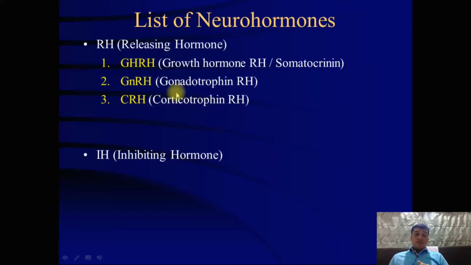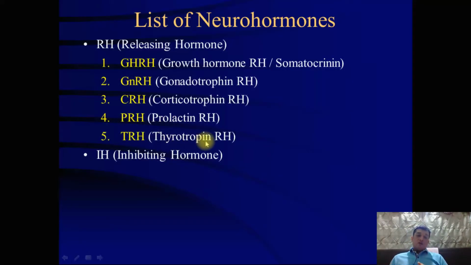Fine. So the one which is controlling ACTH, that is corticotrophin releasing hormone. Fourth one is prolactin releasing hormone, right, which will stimulate the release of prolactin from the anterior pituitary. And fifth one is thyrotrophin releasing hormone, which stimulates thyrotrophin, that is nothing but TSH, right, that is thyroid stimulating hormone.